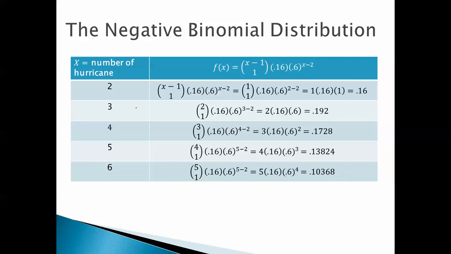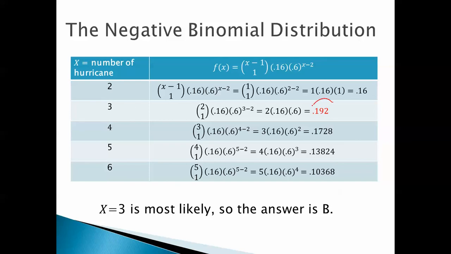When x is 3, the probability that it occurs in the third hurricane is 0.192. X is 4. F of 4 is 0.1728. F of 5 is 0.13824. And f of 6, that's 0.10368. Okay, x equals 3 is most likely. Notice this is the mode. It's higher than any of the others, so the answer is B.